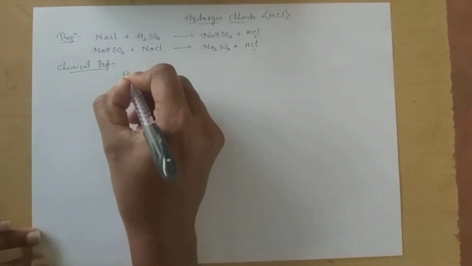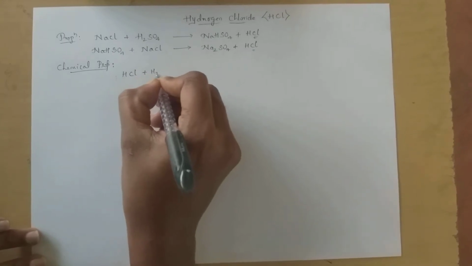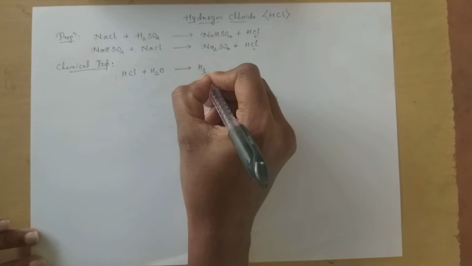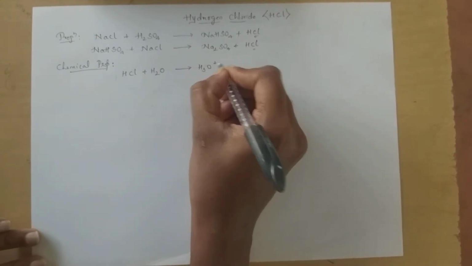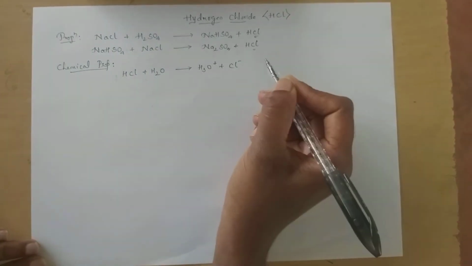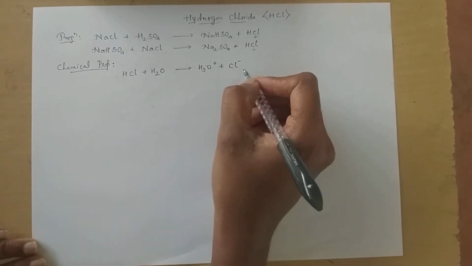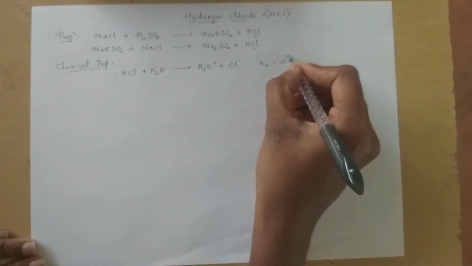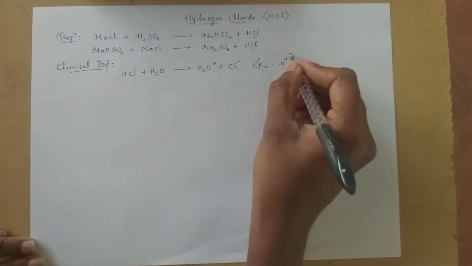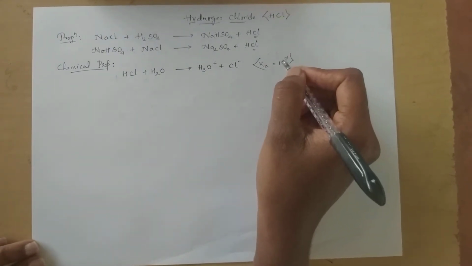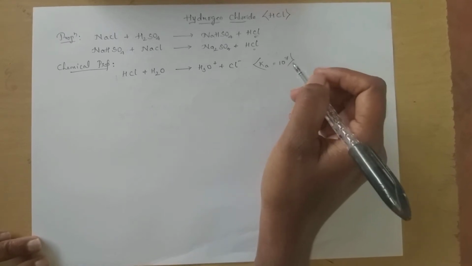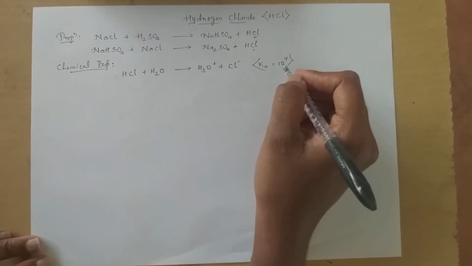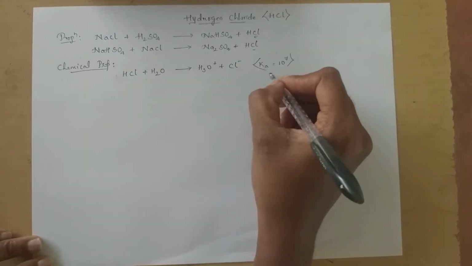That is, HCl combines with water, that means it undergoes hydrolysis reaction and ionization, that is H3O plus and Cl minus. Hydronium ion and chloride ion we are going to get. Here the Ka value is equal to 10 to the power 7. So what do you mean by Ka? Ka is nothing but the dissociation constant, right? So the high value of this Ka indicates that it is a strong acid in water.